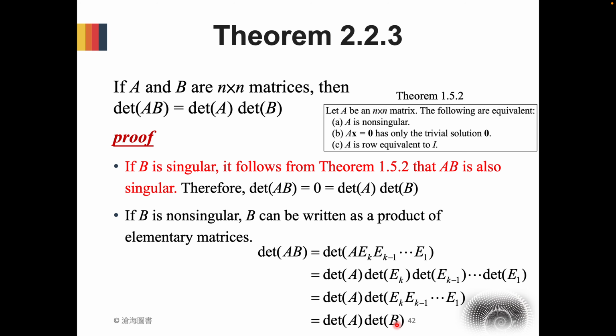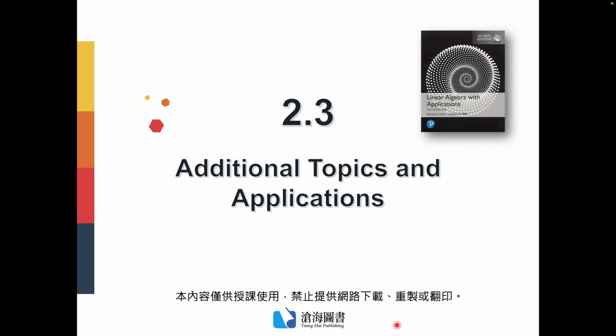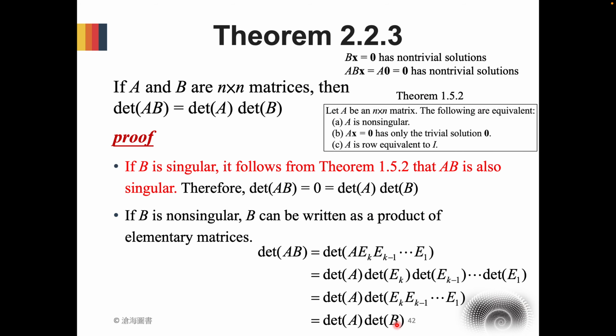So this is the proof of theorem 2.2.3. So yeah, this is the end of section 2.2. We introduced several important properties and theorems about determinants.